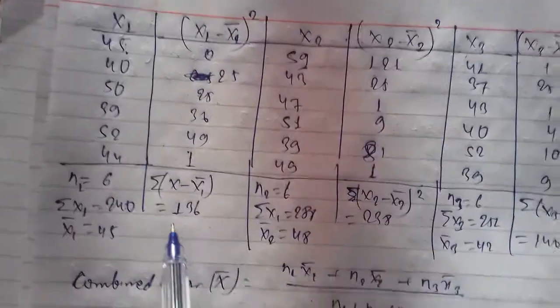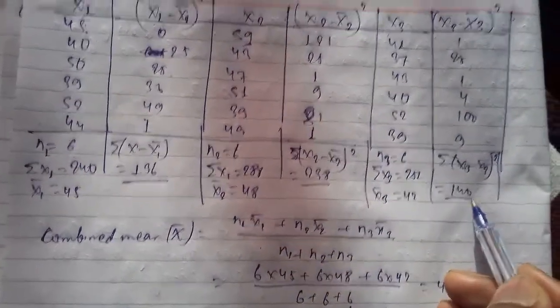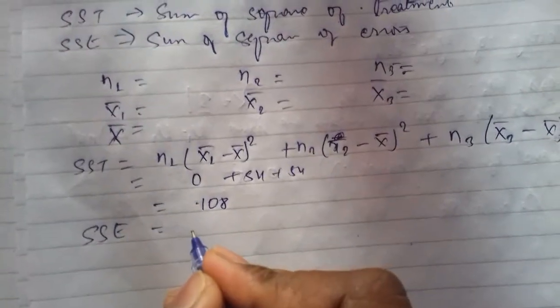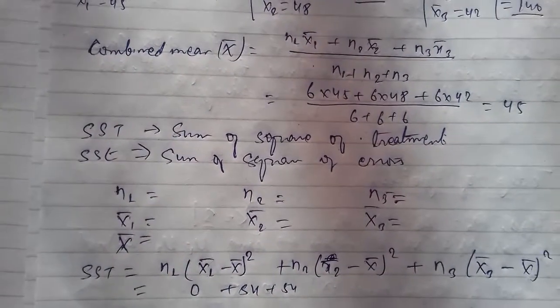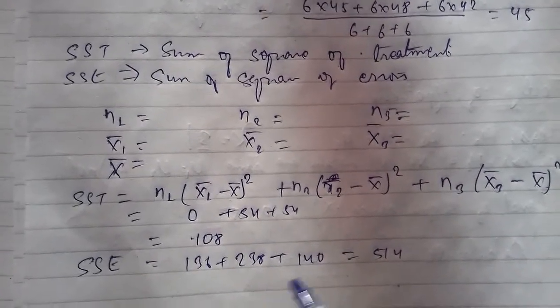where we get the values like this. These values, the summation of this row, 136, 238, 140, we get 136 plus 238 plus 140 equals 514. We need this value in the ANOVA table.